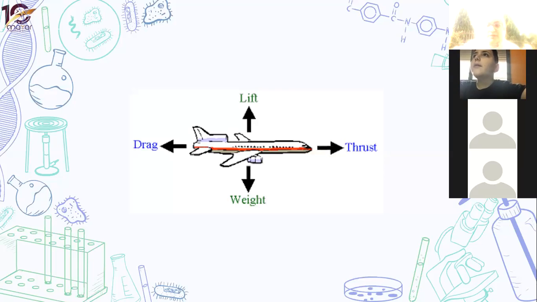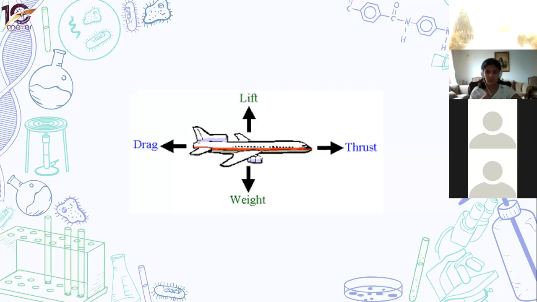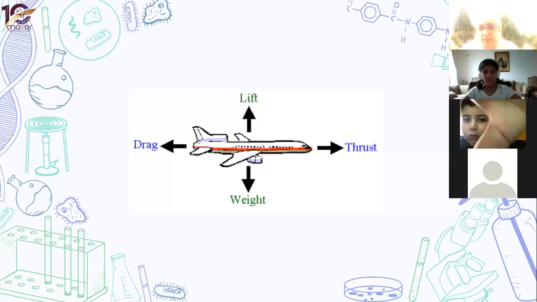So balanced forces are equal but opposite. Equal but opposite. I wish I could have an airplane here to show you. No airplane here, because I'm living on the airport street, so there are a lot of planes always flying over my house. So balanced forces, that means equal but opposite. Let's move to the second one.